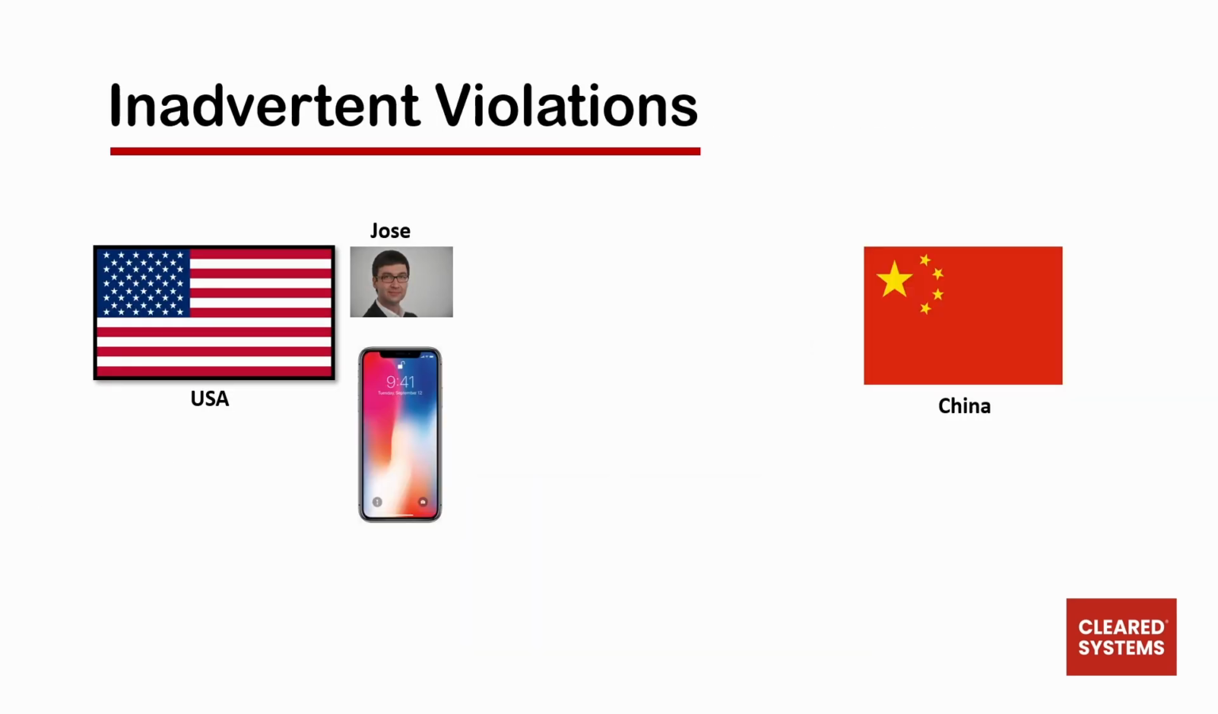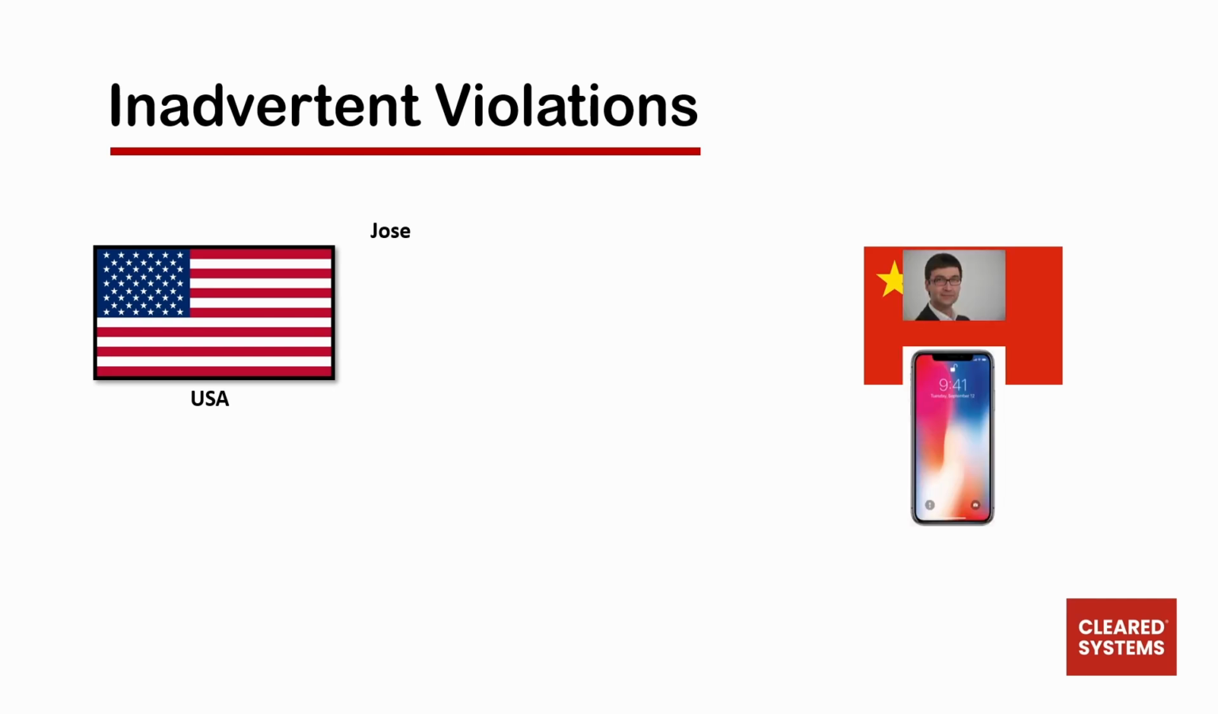And now let's look at another violation that could be avoided if the proper systems and training are in place. Jose is going out to a conference. The conference happens to be in China, where he's going to meet with many vendors and look for ways to improve their supply chain. Jose is going to take his iPhone with him and go over to China.